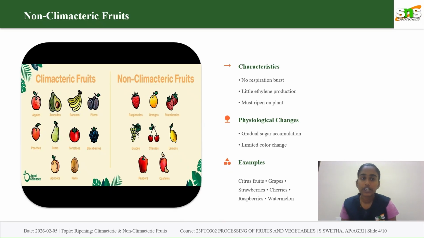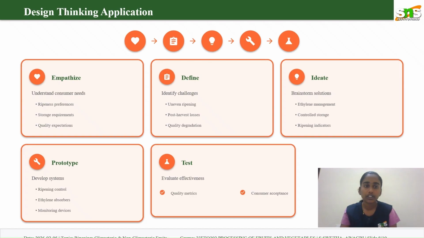Non-climatic fruits have characteristics slightly opposite to the climatic fruits we already discussed. They have no respiration burst, and little ethylene production is enough for them. They must also ripen on the plant. For example, citrus fruits, grapes, and strawberry can only be harvested when they have ripened on the plant.